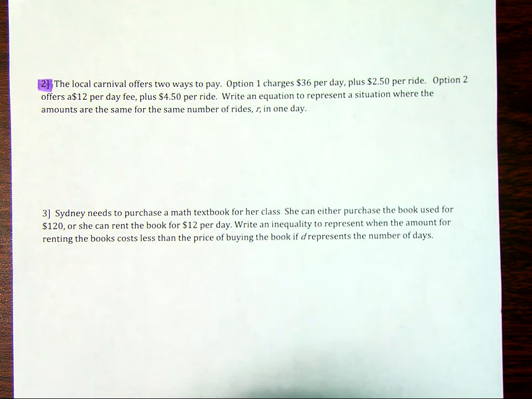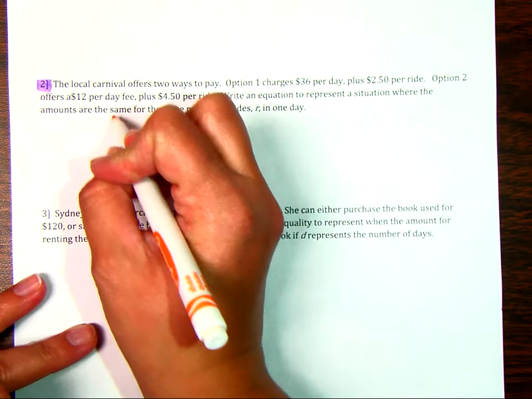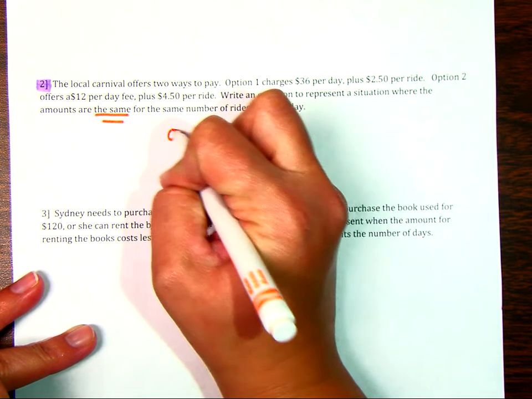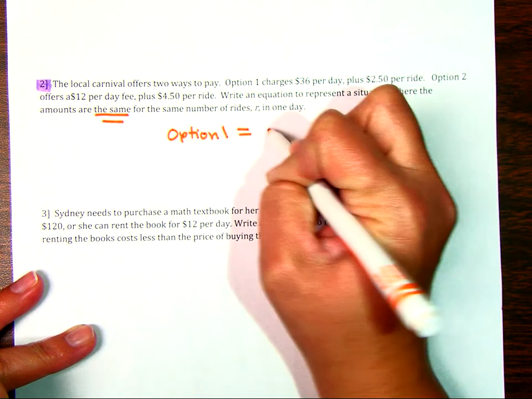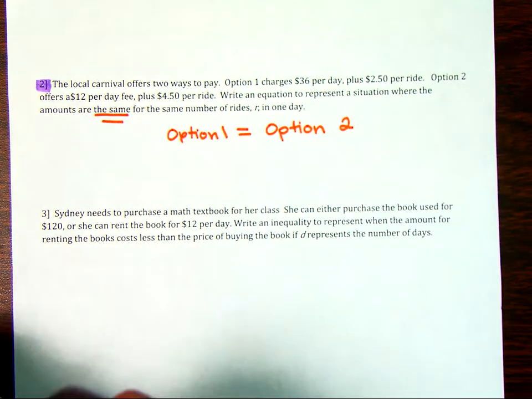Write an equation to represent a situation where the amounts are the same for the number of rides in one day. So if they're the same, we're setting them equal to each other. Basically, we're trying to set option 1 and option 2 to be the same. So let's break this down.